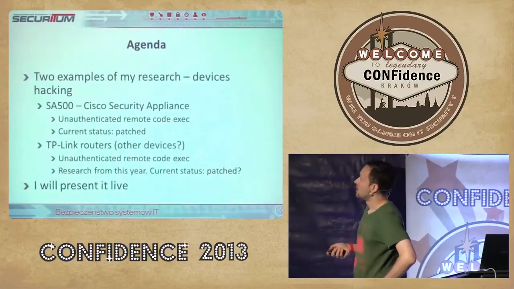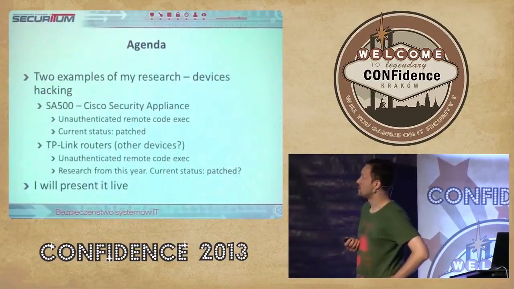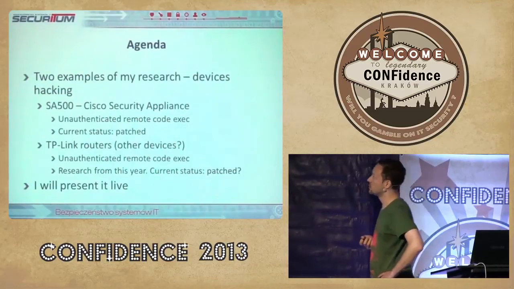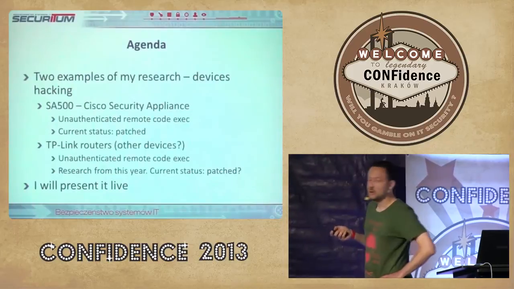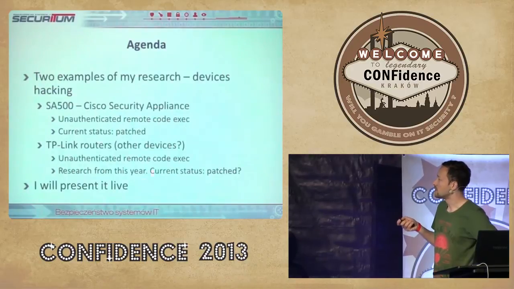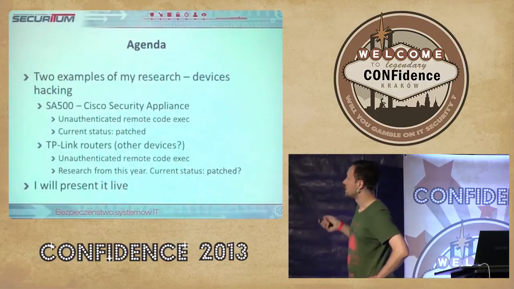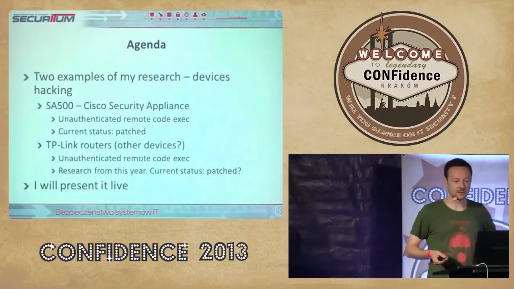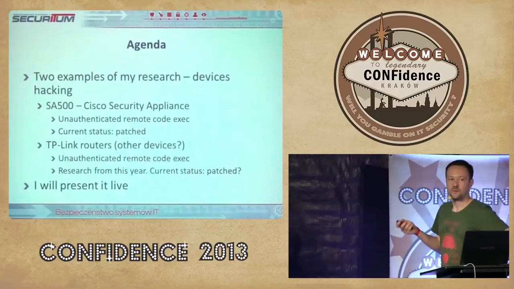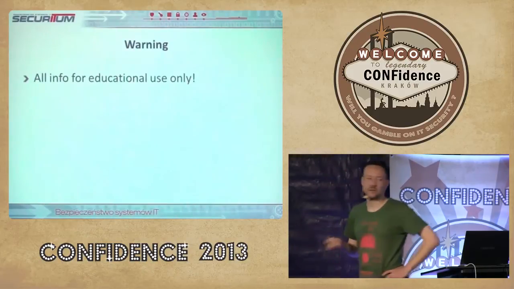And today we'll see this device, so Cisco Security Appliance 500 series, and I will show you unauthenticated remote root execution here. Current status is patched, and the other device will be TP-Link routers, and also here we'll have unauthenticated remote root access. This is my research from this year, and the current status is probably patched because TP-Link patched it silently. Okay, both of the devices will be presented live. Of course, all the information is for educational use only.